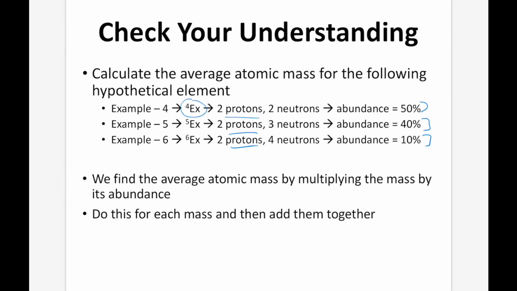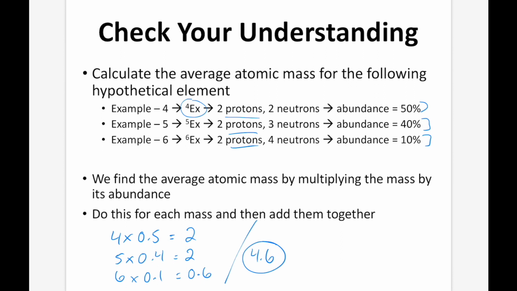The mass of 4 times 0.5, which is 50%, is equal to 2. Then we're going to have 5. We're going to multiply that by 0.4, and that's going to equal 2 as well. And then we're going to take 6 and multiply it by 0.1, and that's going to equal 0.6. Now we're going to add them together. 2 plus 2 is 4, plus 0.6 is 4.6. So the weighted average for this particular element would be 4.6.